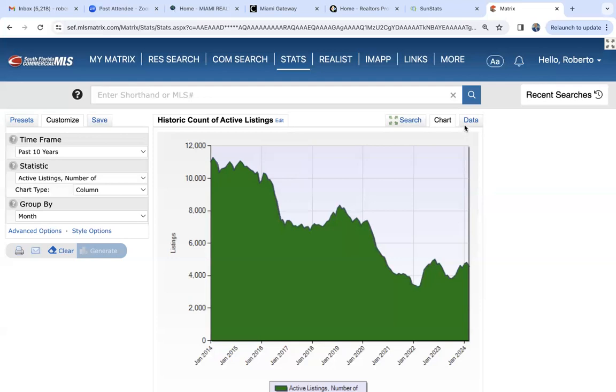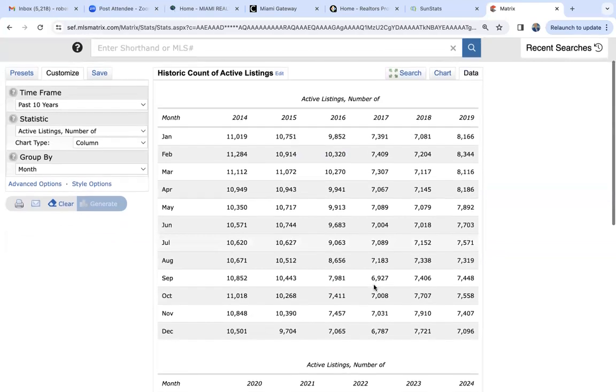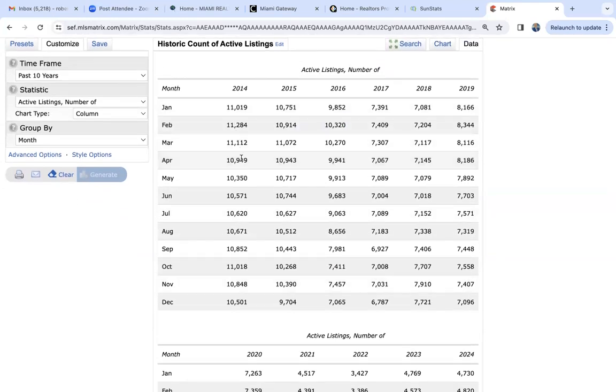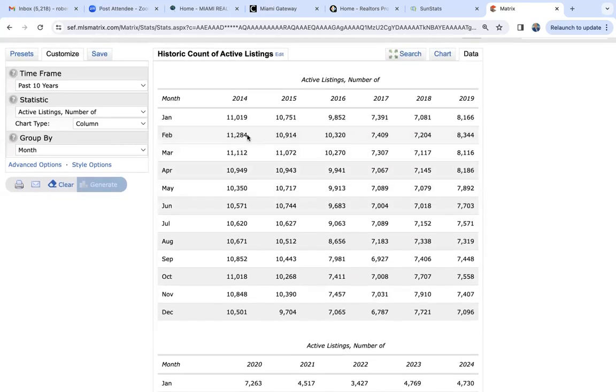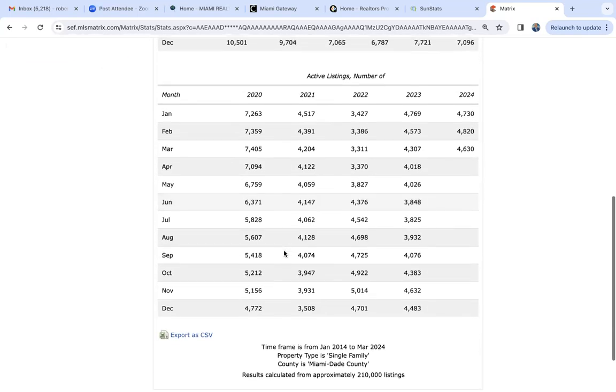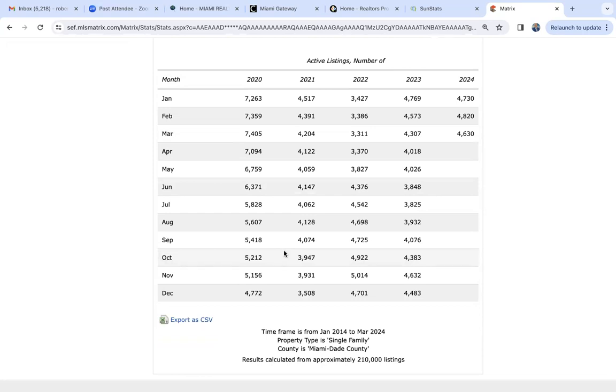Now, if you want to see the data, you're going to go ahead and click on data up here. So it's going back, as you guys can see here, all right, 11,000. So in 2014, the highest point of listings was here, 11,284. In 2022, which is when we experienced the lowest amount of listings we had at any given time in Miami-Dade County, we had 3,311 active listings, guys, in 2022.